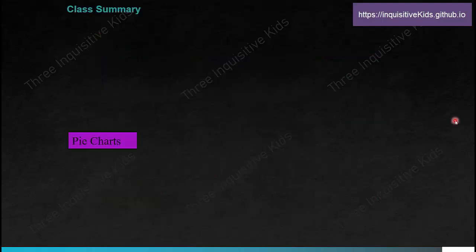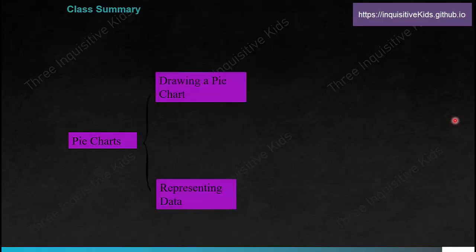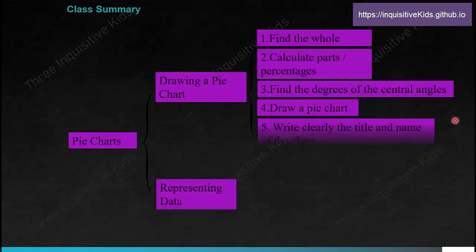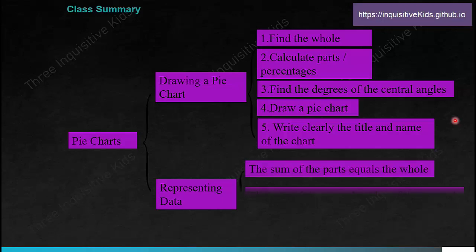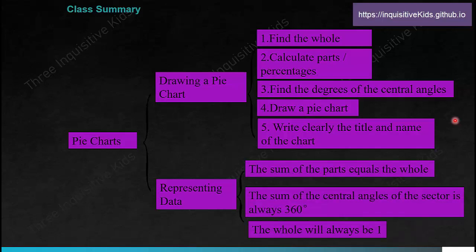The main focus of today was on pie charts, and we learned about drawing a pie chart and representing data with a pie chart. The steps to drawing a pie chart were finding the whole, then calculating the parts per percentages, and finding the degrees of the central angles. After that, we would draw the pie chart according to the information we just collected before, and then we have to make sure we write clearly the title and name of the chart. And when we represent data, the sum of the parts always equals the whole, and the sum of the central angles of the sectors always equals 360 degrees. Also, another thing to remember is that the whole will always be 1, as in one whole.